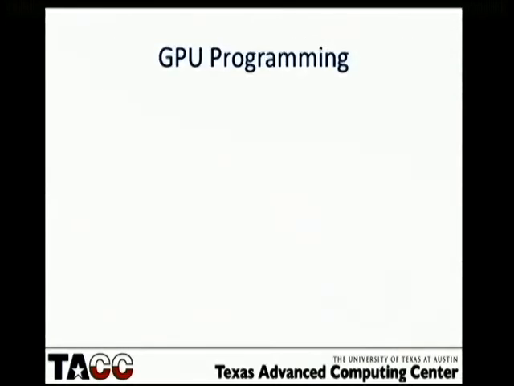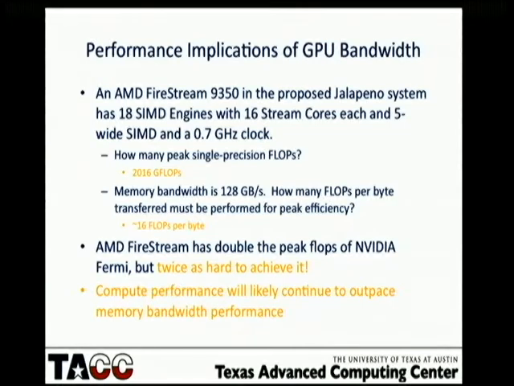So the Jalapeno system, you can get 16 flops per byte at 128 gigabytes per second for your memory flops. And this just comes down from the same sort of numbers. They have 2 teraflop single precision and 128 gigabytes per second.